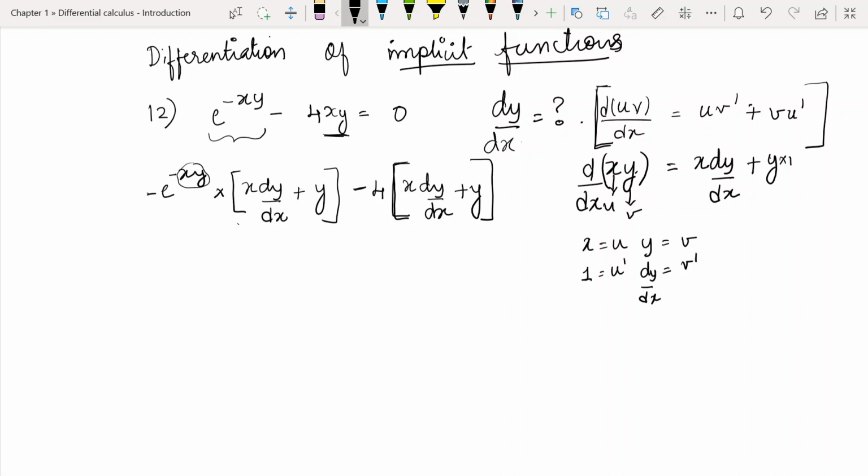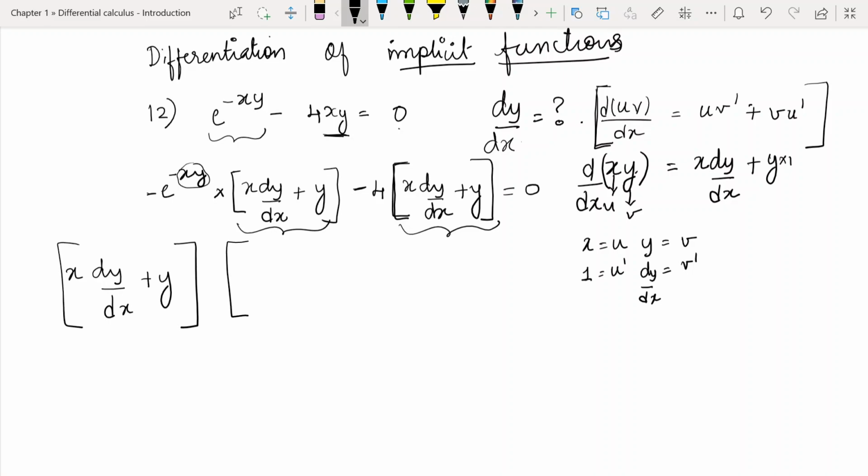Okay, now look at this term and look at this term. Is it not the same? So we will take this out common. Now before we take that out common, let's write here 0 on the right hand side. We need to write that. Okay, next. x dy by dx plus y, you write it as it is. Close the bracket. Then put another bracket.